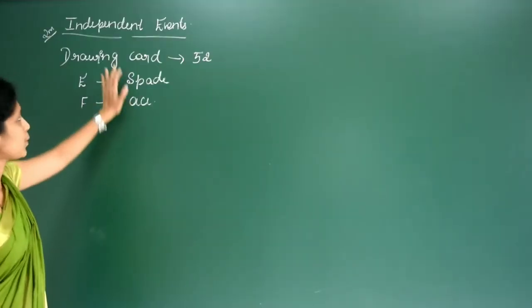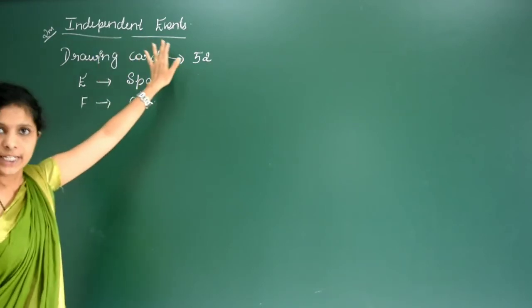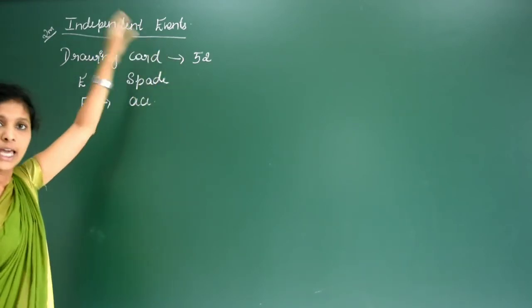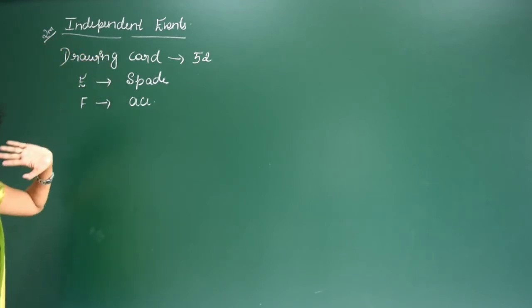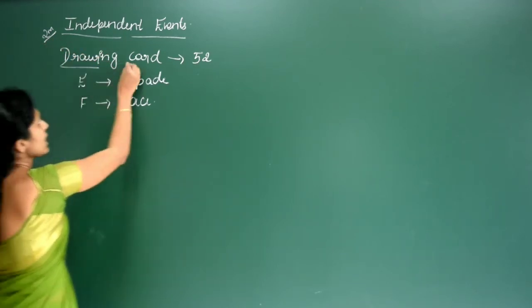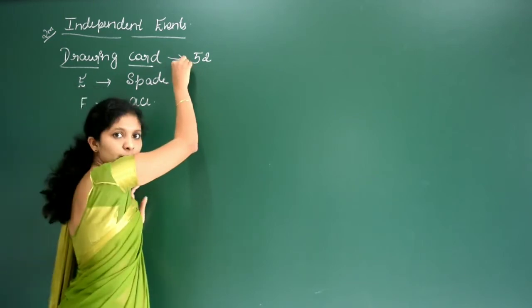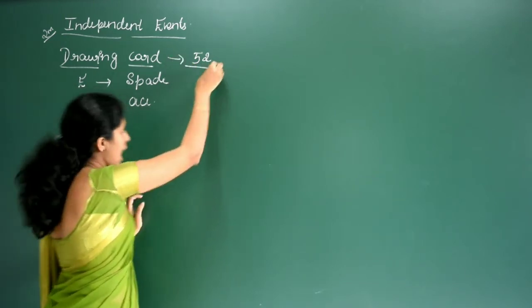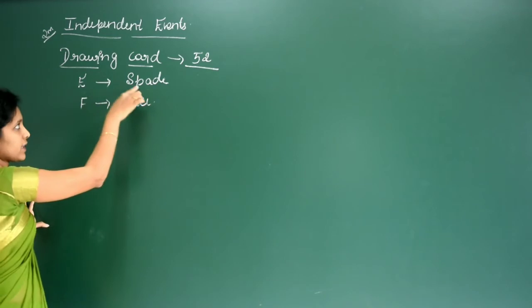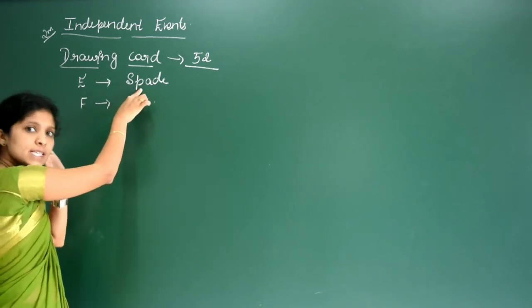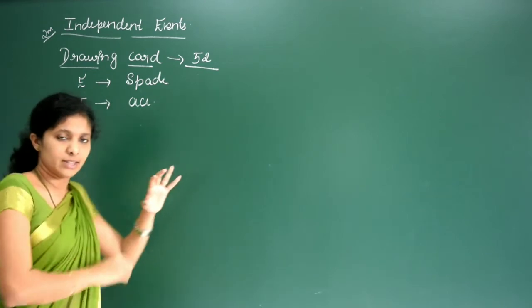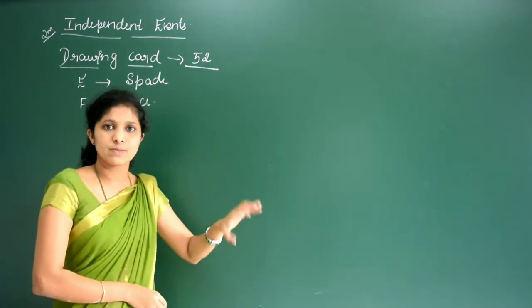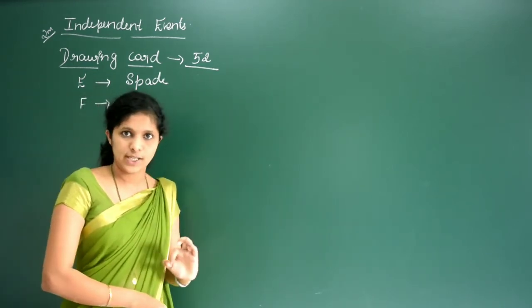Now we will see another important concept, that is independent events. Okay, very important one. You can expect 2 more questions from this. See, let us consider one example. Drawing a card from a well shuffled deck of 52 cards, and the event E is taken as the drawn card should be a spade and F is an ace. I hope you have the idea about the 52 cards because we have discussed it in the first PUC also.